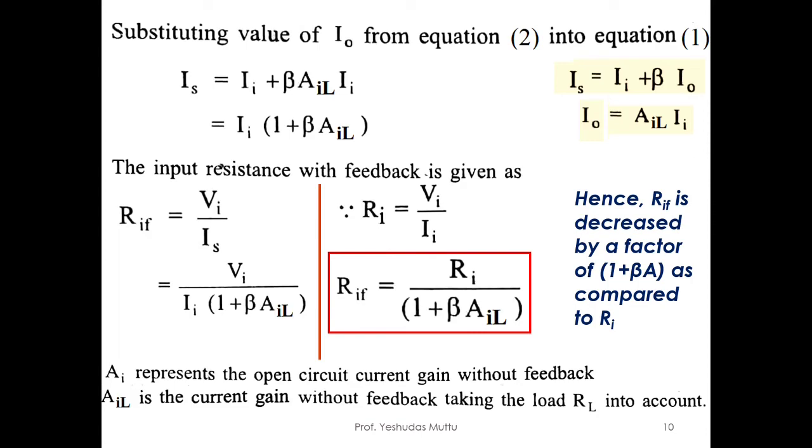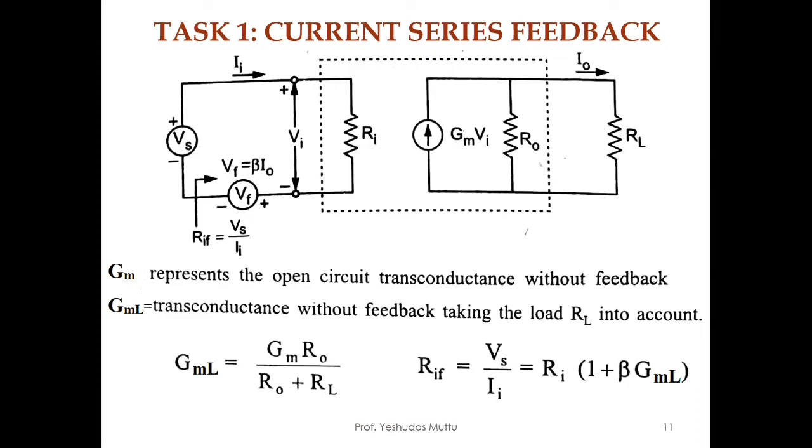Now what you are supposed to do, I'm just going to highlight over here. Task 1, current series feedback. For this particular network, you are supposed to derive the expressions for GML. I've already given the expressions of how they will look. This is what you are supposed to get.